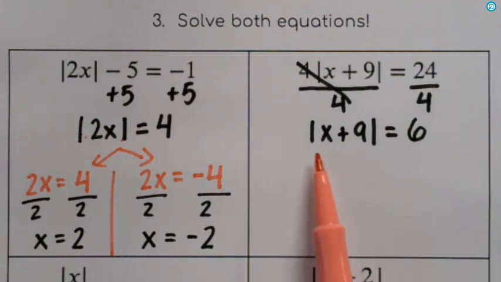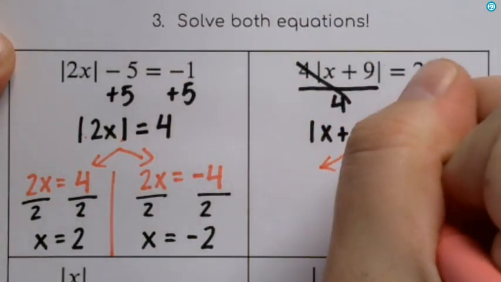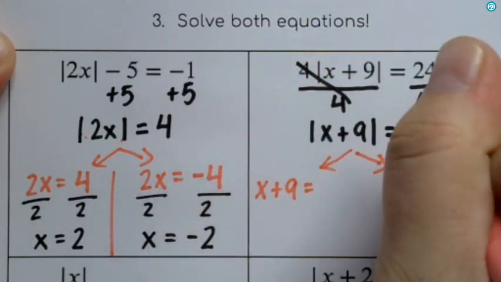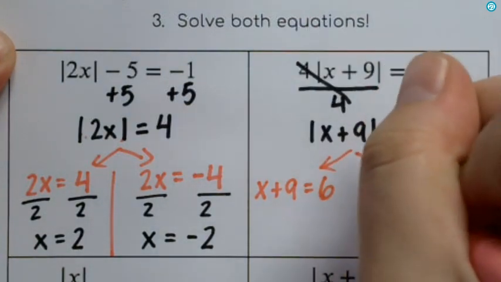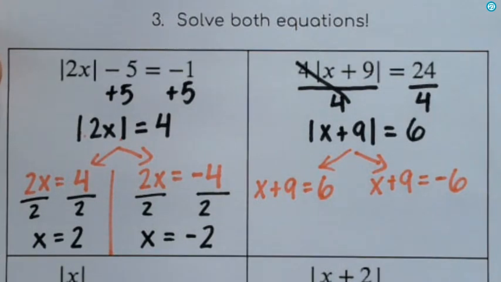Now, there is nothing outside my absolute value. Since there is nothing outside my absolute value, I am ready to split my absolute value. So I'm going to split this into two equations. They are going to be x plus 9 equals positive 6, and x plus 9 equals negative 6. The thing that you're making positive and negative is what it's equal to, not what's inside the absolute value. It's a common misconception.